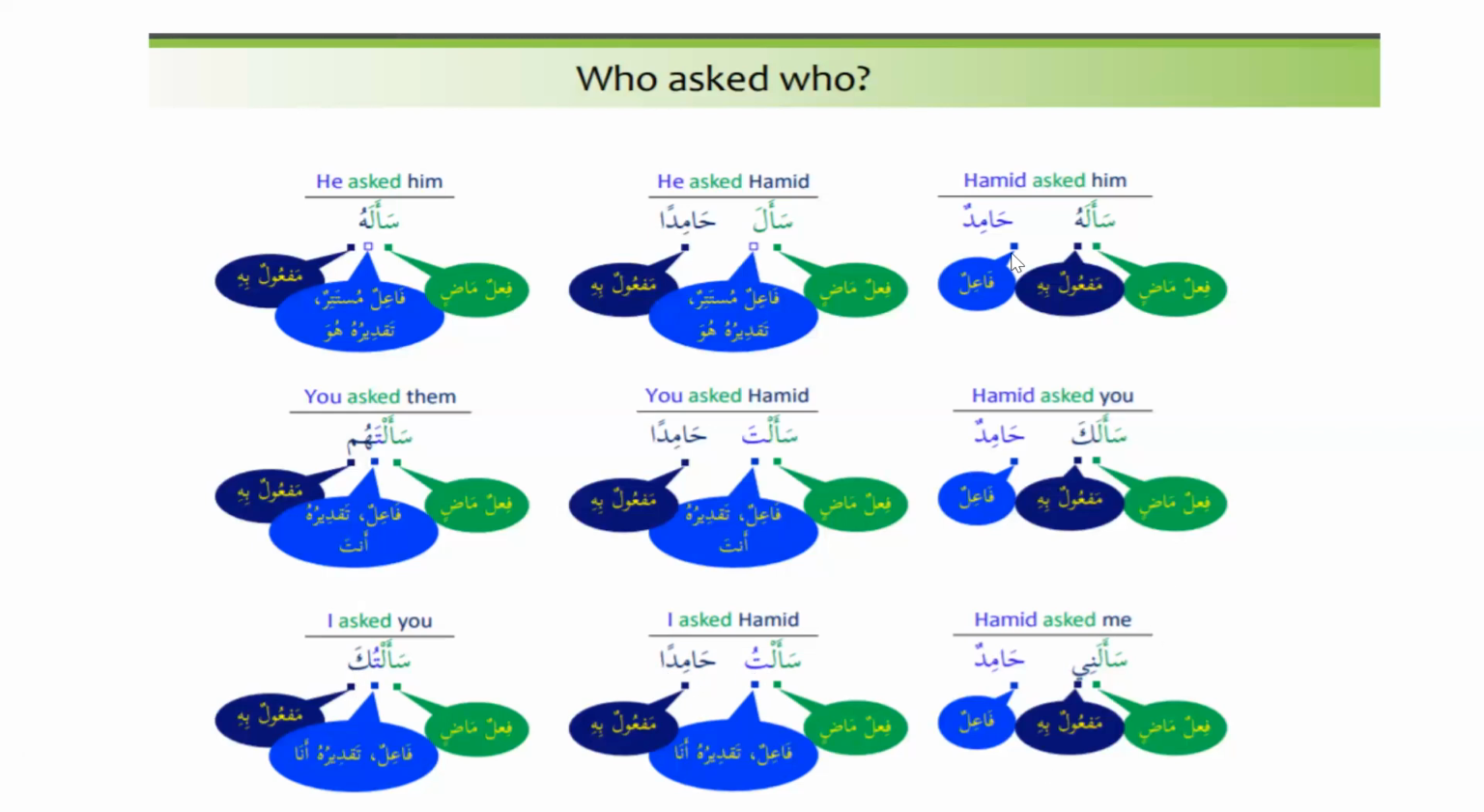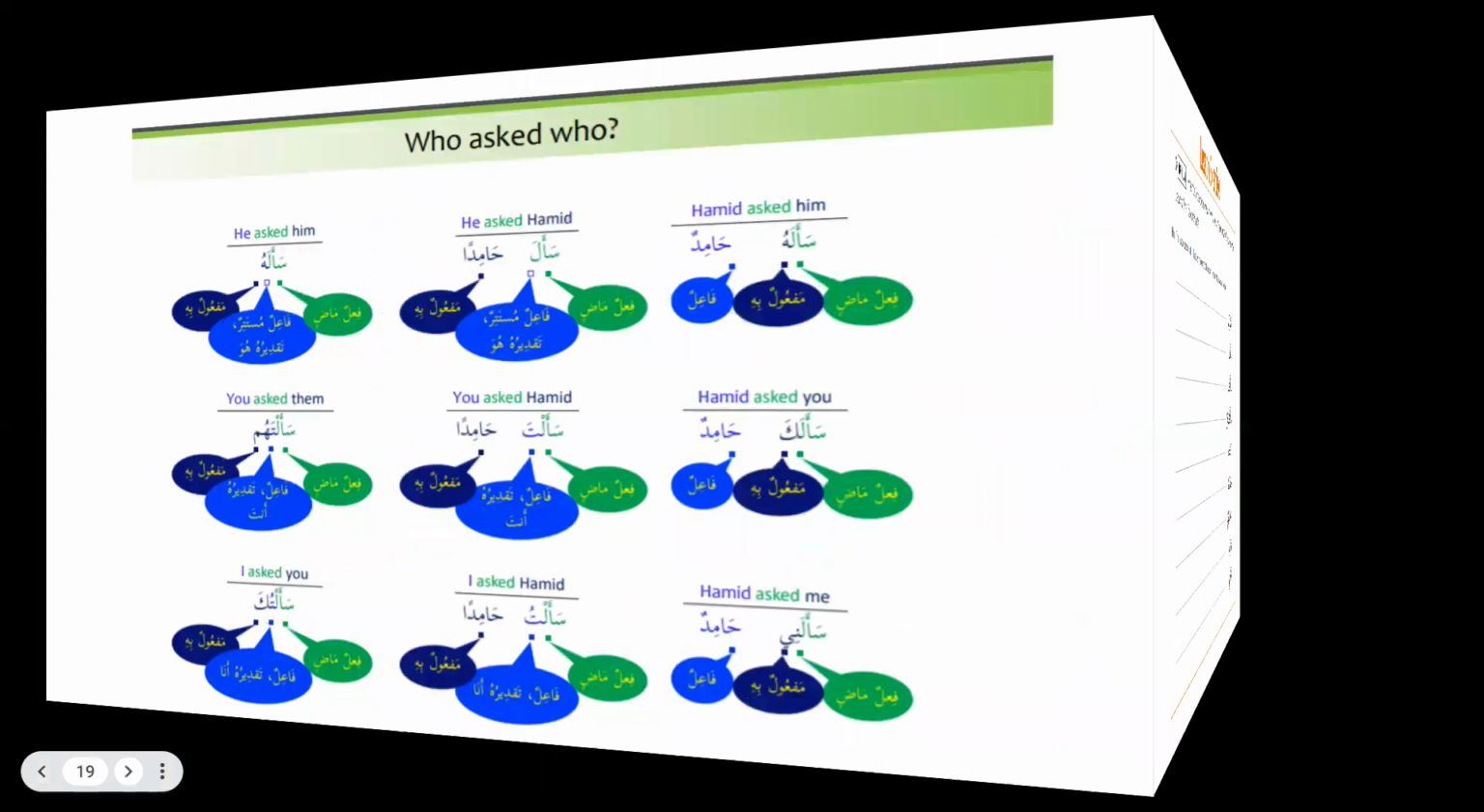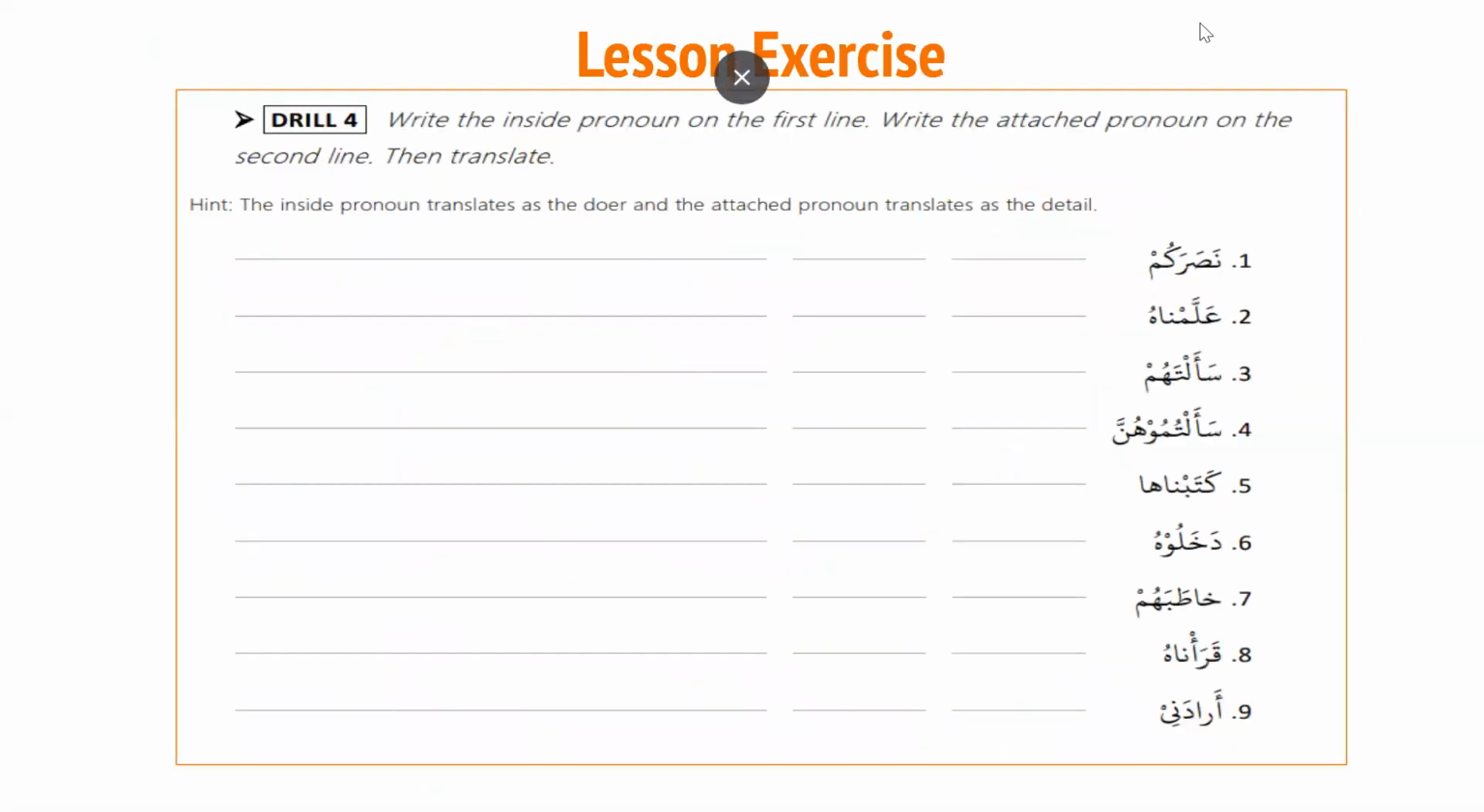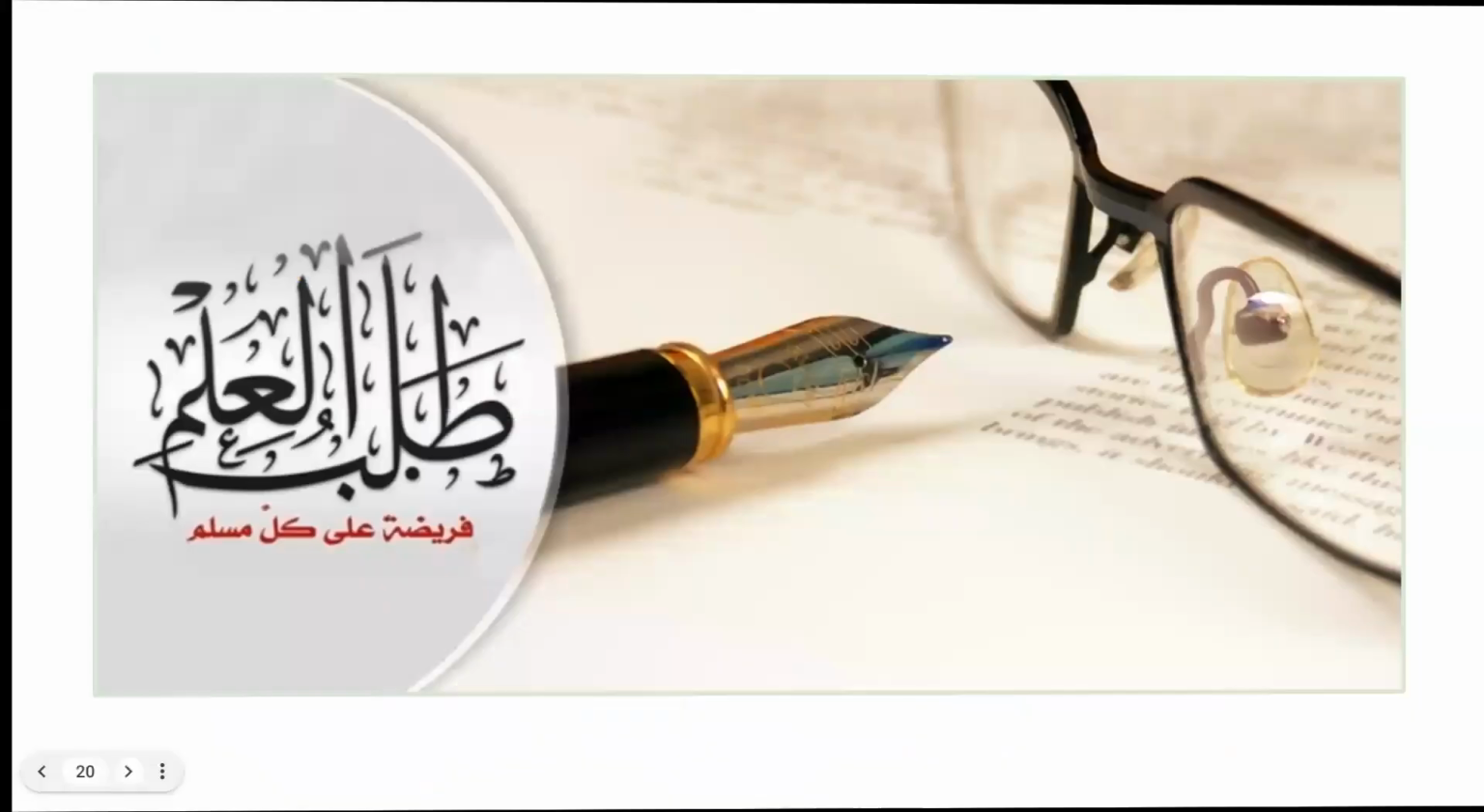Okay. So these are different examples for maf'ul bihi, the direct object, whether in the form of a regular ism in nasb outside the fi'l, or in the form of an attached pronoun. And then we have a lesson exercise that we are going to do in the interactive session. So this is the last slide of our lesson today. So let's conclude our session with dua.